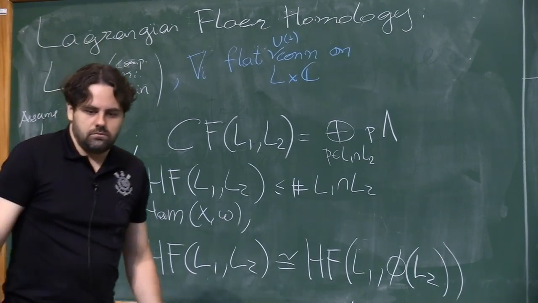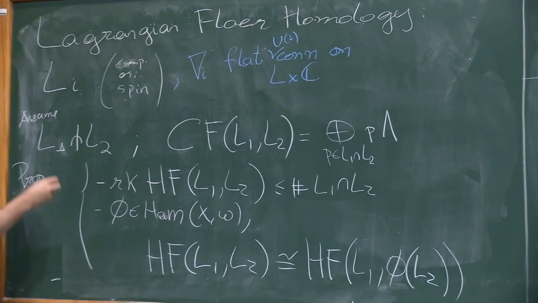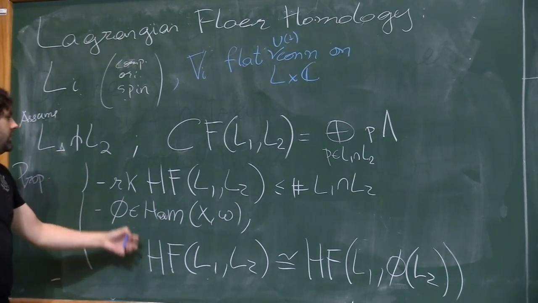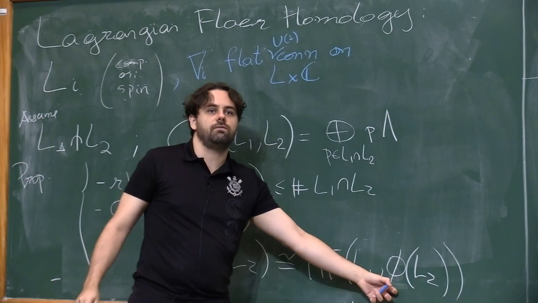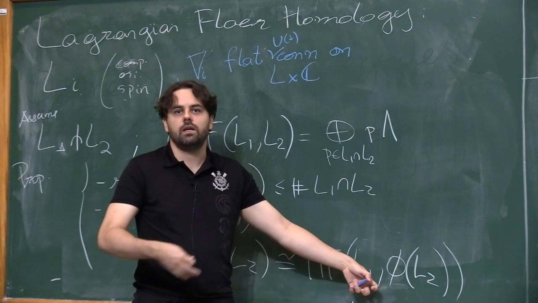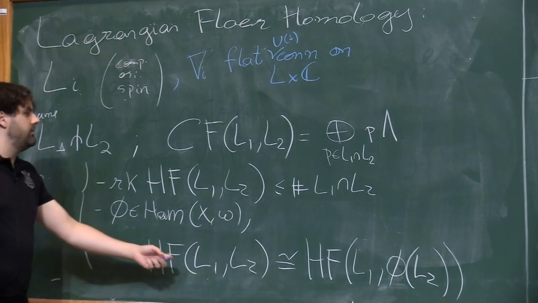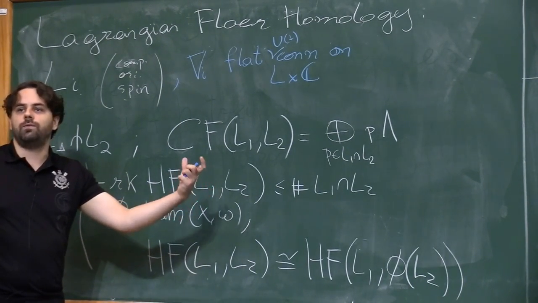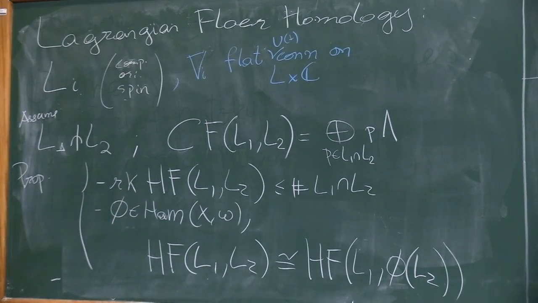Oh yes, for instance, once you prove this for transverse intersection, if you don't have transverse intersection, you can just perturb your Lagrangian and define the Floer homology to be equal to that of the Hamiltonian perturbation of your Lagrangian so that the intersection is transverse, and this will not depend on the way you perturbed it. So in particular, you can define Floer homology between a Lagrangian and itself and understand self-displacement of a Lagrangian.